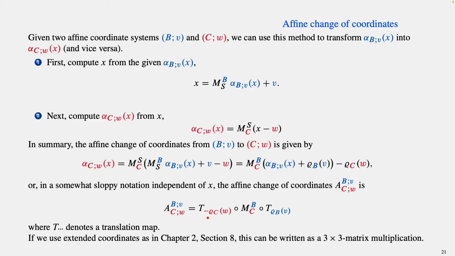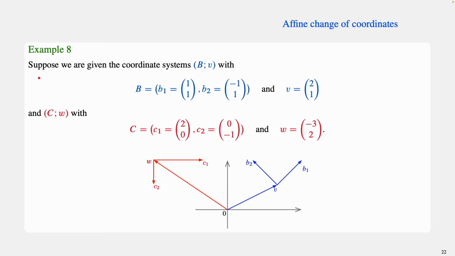And we can also write this in extended coordinates. So if you recall, in chapter 2, section 8, we introduced the extended coordinate notation to use for affine transformations. So we could write this as 3x3 matrix multiplications, where we express the translations also as 3x3 matrices, even though they're not linear. So we cannot express them as 2x2 matrices, but as 3x3 matrices in extended coordinates. But I'm not getting into this anymore here. Instead, we want to see how this works in an example and then be done with it.